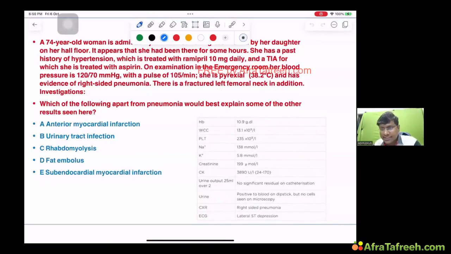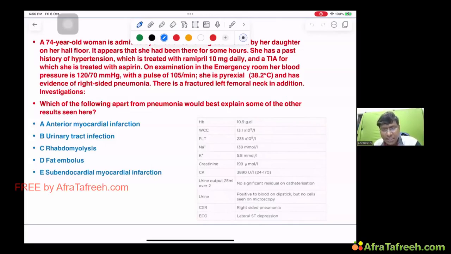Right. So the correct answer is given by Vinita. Very good, Vinita. You are the only one who has answered this. Tell me, why did you think of rhabdomyolysis? Very good, Vinita. Excellent. That is creatine kinase. Just check the value of CK. The normal value is 24 to 170, as given in your bracket there, and the CK value is 3890. The creatine kinase levels will be elevated in case of rhabdomyolysis.